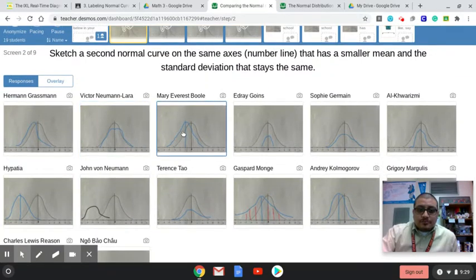So this one's correct. This one should be more to the left, and it should go up just as high because the standard deviation hasn't changed. This one, the standard deviation looks like it got lower, since it got wider. But in this case, it's supposed to be the same. So it should be the exact copy of this, except shifted to the left. So these two need to be adjusted here.